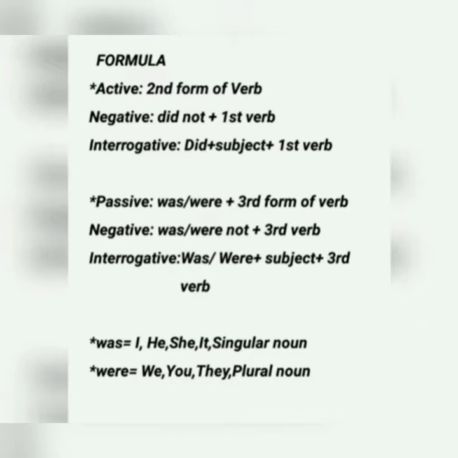This is the formula: active voice, second form of the verb. Negative, did not plus first form of the verb. Interrogative, did plus subject plus first form of the verb.